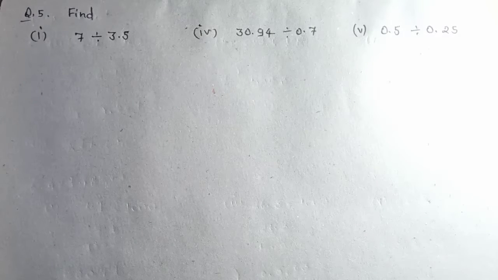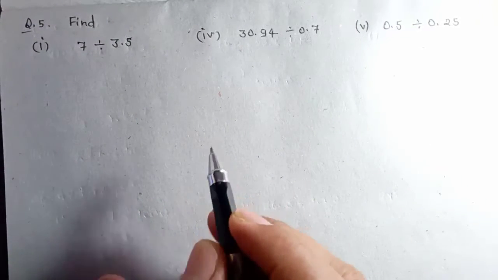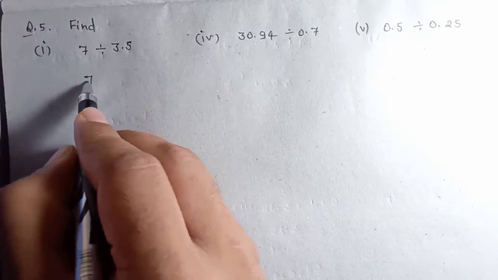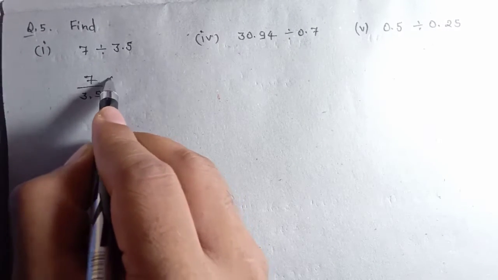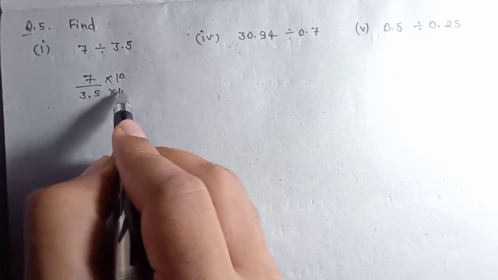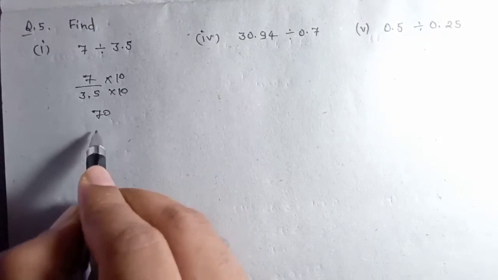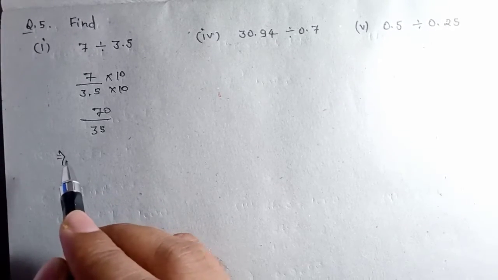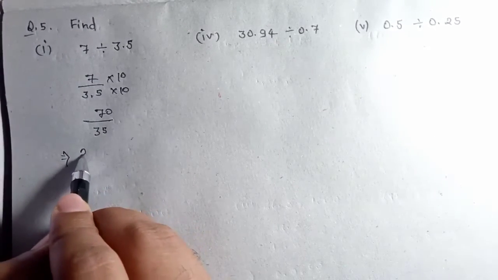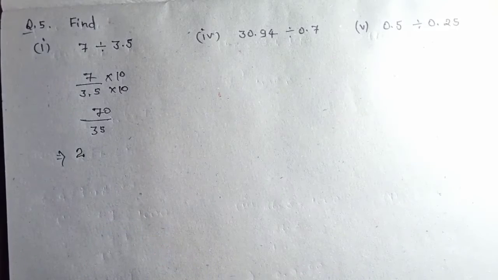And what if we divide the 7 by 3.5, what will you get? See, it is 7 upon 3.5. Simply write here 3.5. If you multiply both the numbers by 10, what will you get? We get 70 upon 35, and this is very easy. 35 to the 70. So your answer is 2.